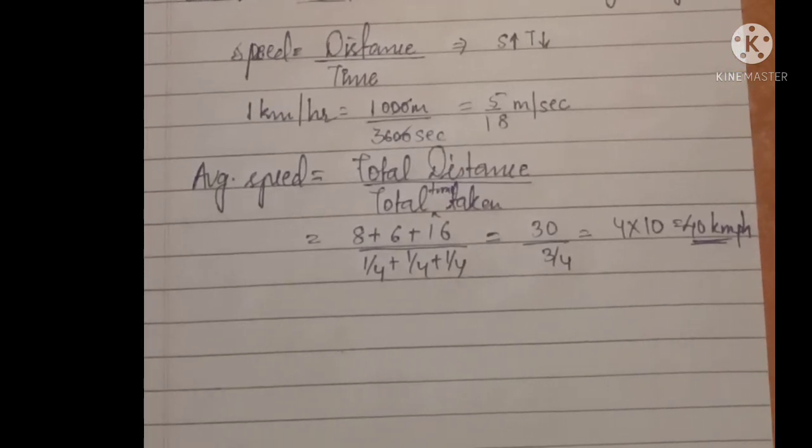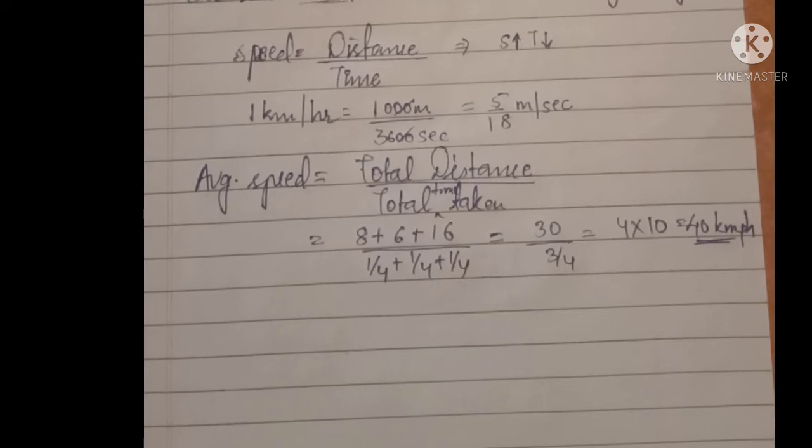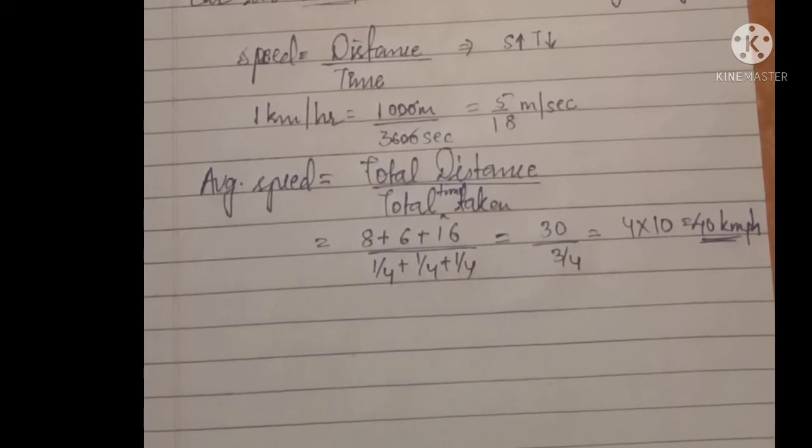So our car traveled 8 km in the first quarter of an hour, 6 km in the second quarter of an hour, and 16 km in the third quarter. Then you need to calculate the average speed. See, speed is always distance upon time, but the question asks for average speed, which means you need to take the total distance upon the total time taken by the car to travel this much distance. Clear? So 1/4, and total distance is this plus this.